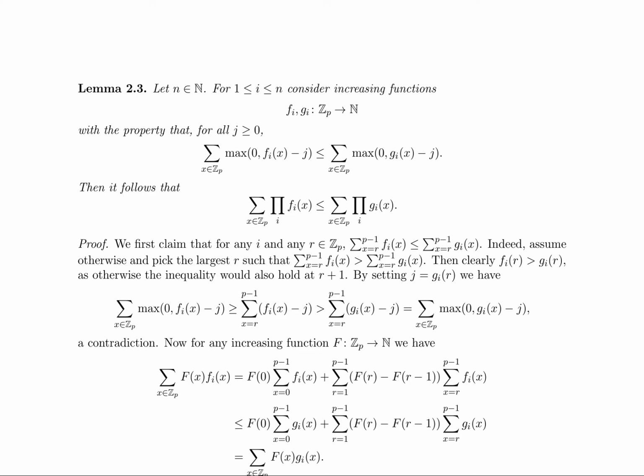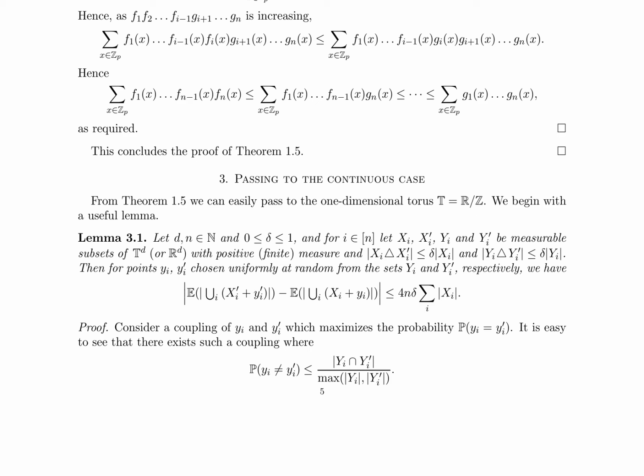Specifically, lemma 2.3 establishes a relationship between two increasing functions phi and g_i over the integers modulo p, stating that the product of phi(x) across all integers is bounded above by the product of g_i(x) under certain conditions. The proof involves a series of logical deductions, starting with the claim that for any i and any r in Z_p, the sum of phi(x) over all x equals the sum of g_i(x) over all x. This leads to the main result, which is then used to prove theorem 1.5.